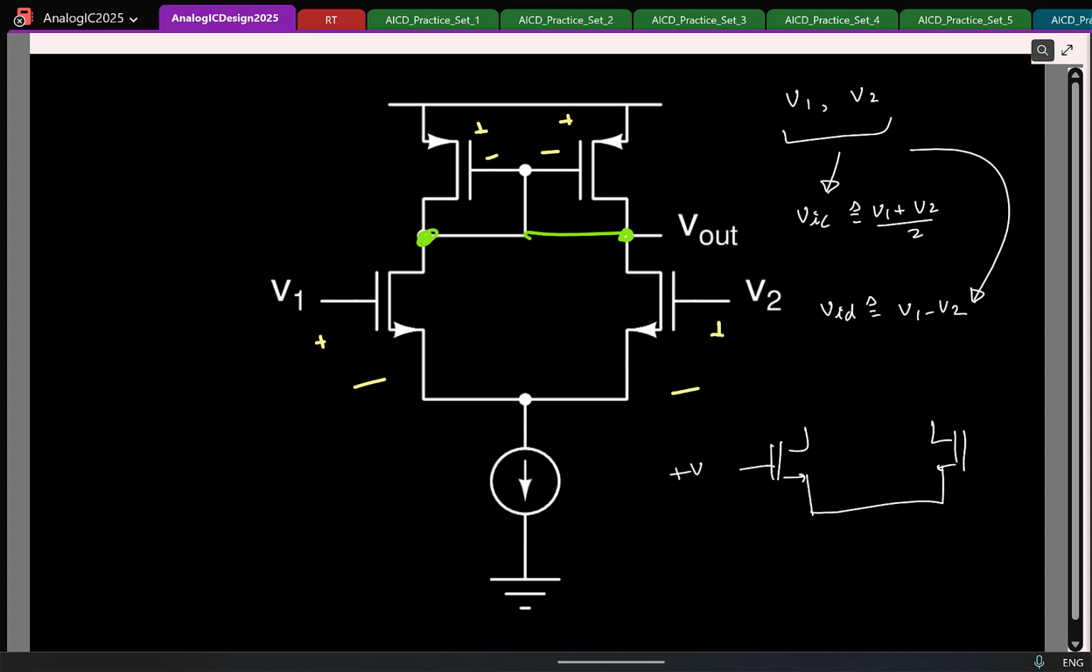Now similarly, if I have a differential mode signal, if the circuit is truly symmetric, if I have say plus V and minus V here, what can you say now? This node voltage will be 0. Again, this is true only for linear circuits, so which means for small signals you can say.